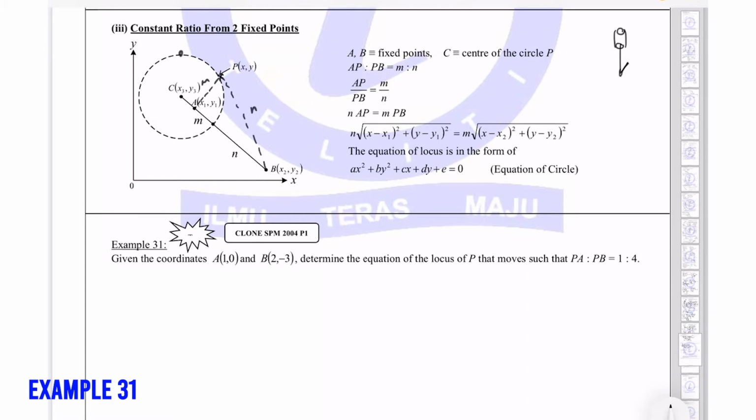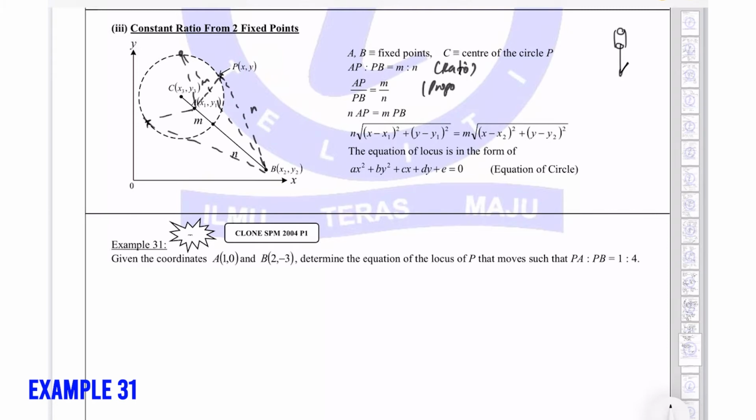Yeah, P can be over here. The ratio from these two points must be the same. So P could be over here. The ratio from here to here is constantly the same. Actually, what we get is a circle, but we get a circle with a different center. The center is not A, the center is another point, let's say C. So what we have to do is we change from ratio to what we call proportion.